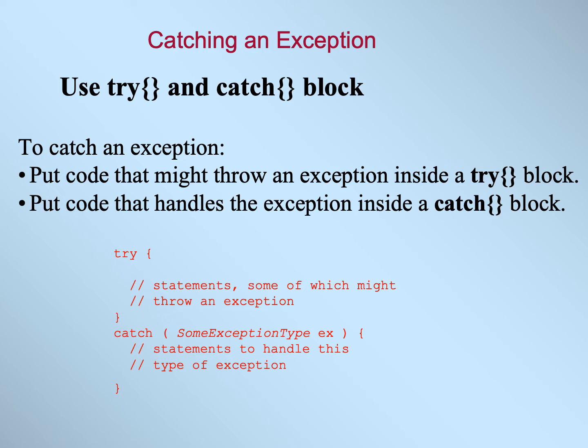Catching an exception using try and catch block. To catch an exception, put code that might throw an exception inside a try block, and then put code that handles the exception inside a catch block. The way to write it is you would write try, curly bracket, and then all the statements, some of which might throw an exception, and then you would write catch, some exception type, and then the statements to handle this type of exception.